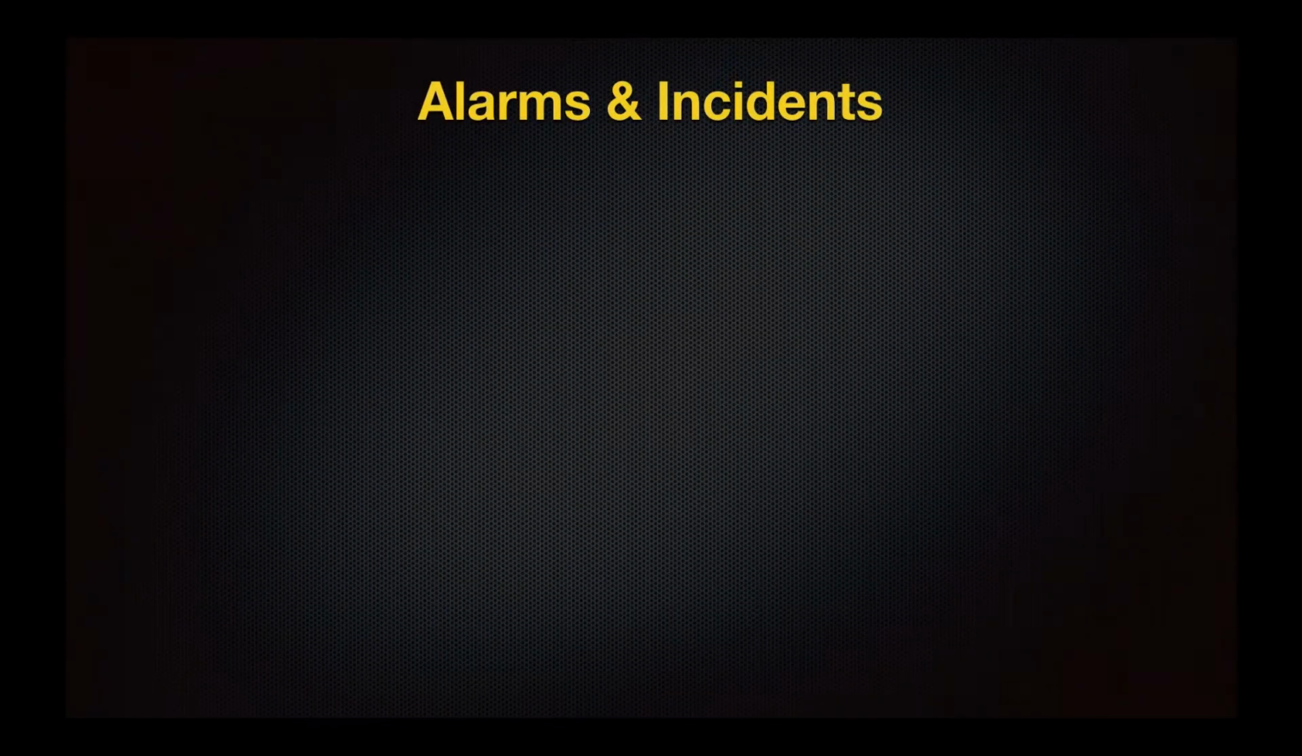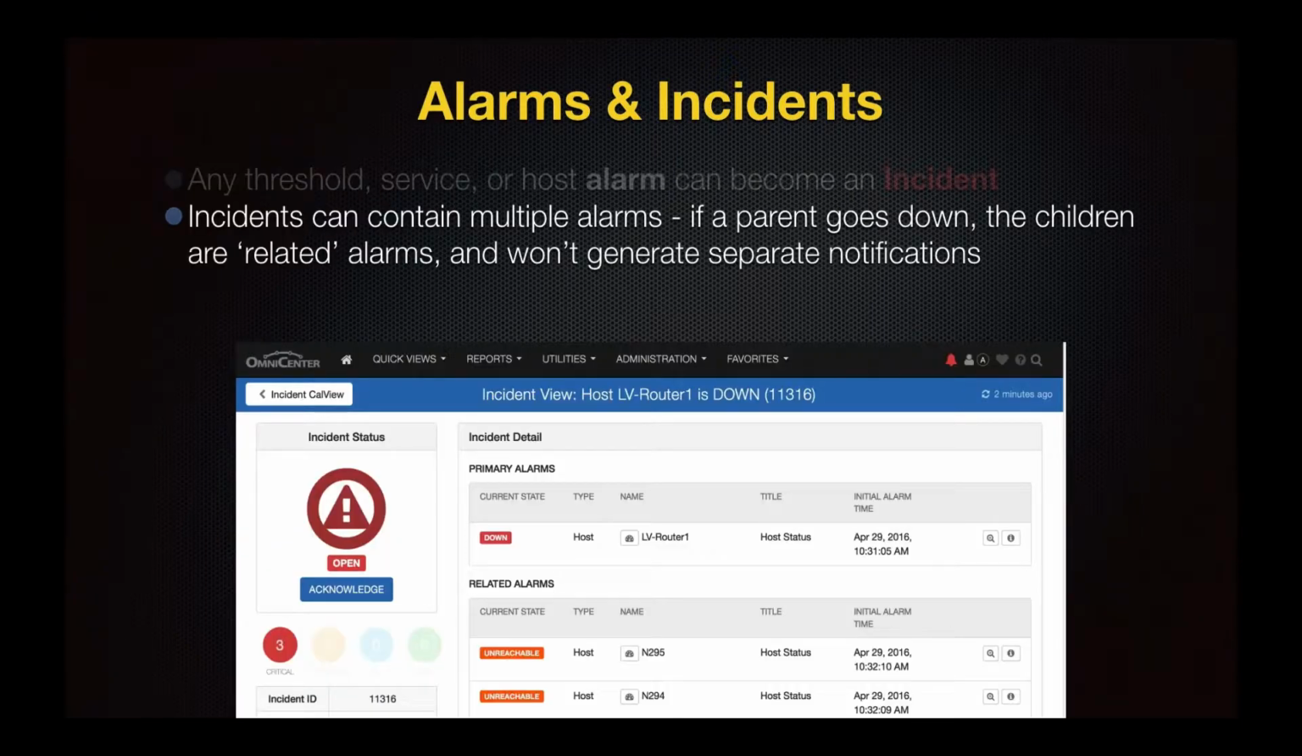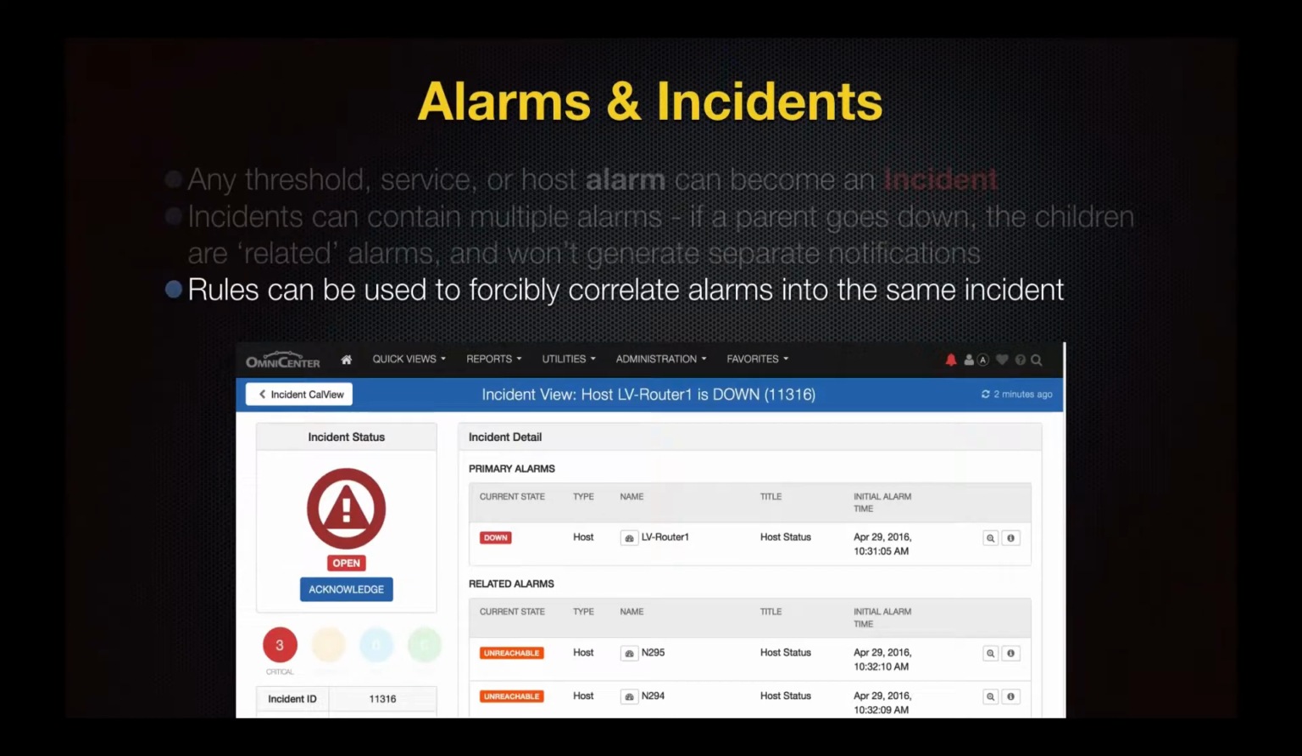Any of these different types of alarms can get escalated to become what we call an incident. And an incident can contain multiple alarms. So the idea is that if we have that scenario where the switch going down blocks access to several of the servers, we can actually have that rolled up into a single incident that goes out with one set of notifications and actions. You can also use rules to forcibly correlate alarms together.